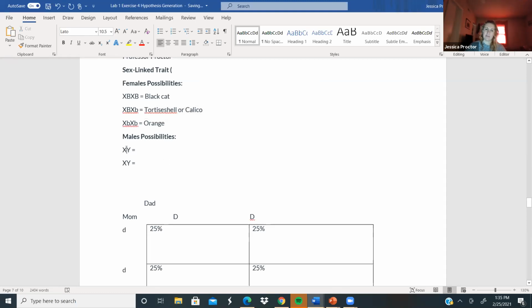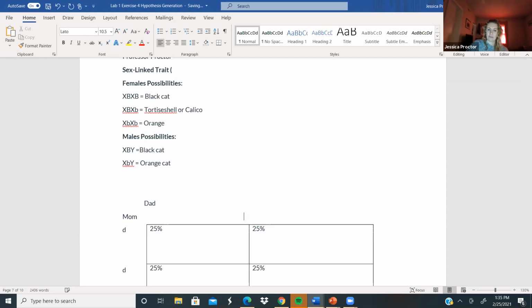So for males, because they only have one X allele, they only have two possibilities. A male cat cannot be calico. If a male cat has an uppercase B dominant allele, this will be a black cat. And if the male has a recessive lowercase b, this will be an orange cat. Okay, so the females, at least for an X-linked trait, will have 3 possibilities, and males will only have 2 possibilities. You guys with me so far?